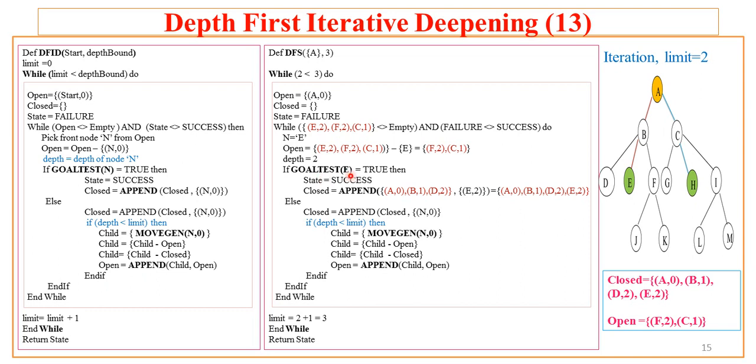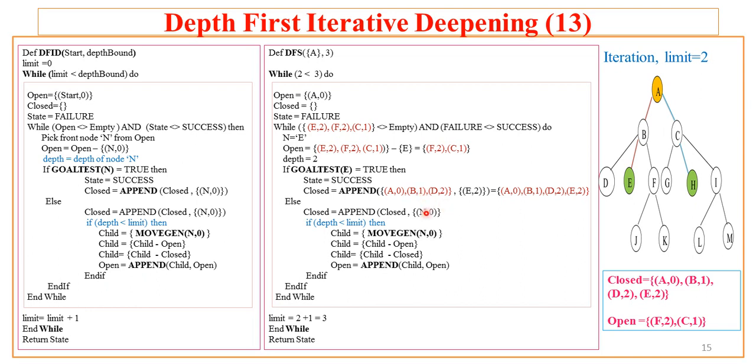It checks whether E is the goal node. E is the goal node, so it will not get into the else part now, because the goal test will return success, because we have asked our algorithm to find, for example, goal E. So here the state is success and the current node is appended to the close. So close has A, B, D and E.